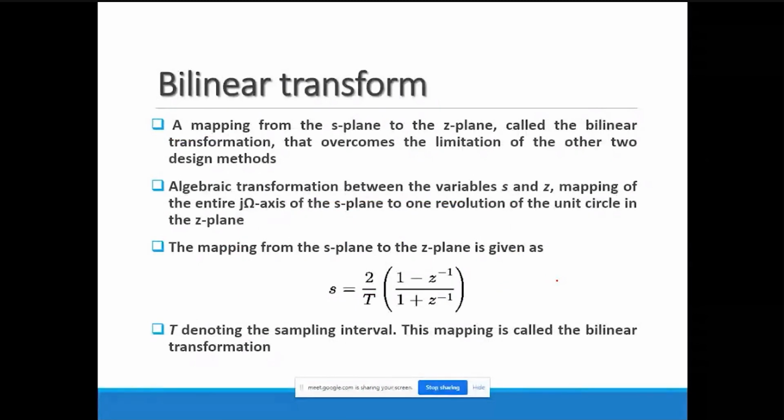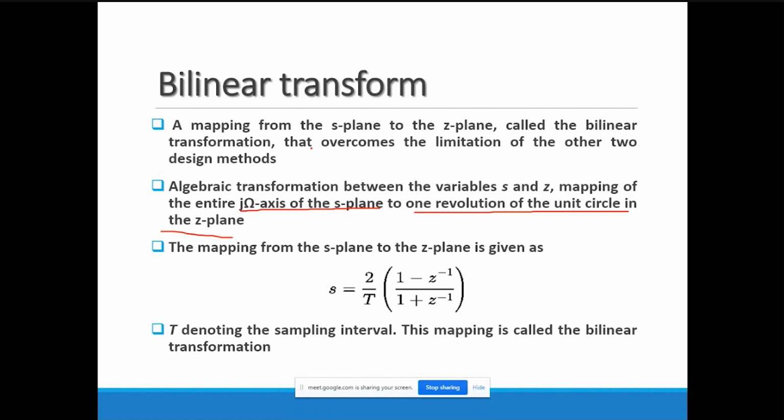Okay, so this is a bilinear transformation, a mapping from the S plane to the Z plane, that overcomes the limitation of the other two design methods. Here it is an algebraic transformation between the variables S and Z, mapping the entire j omega axis of the S plane to one revolution of the unit circle in the Z plane. We apply the transformation in such a way that the entire j omega axis will be transformed into one revolution of the unit circle in the Z plane.